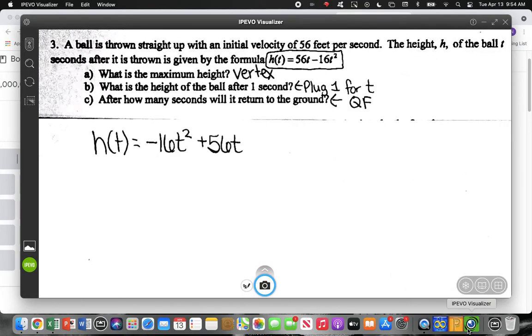So you guys compare up, and I know that we only have about 5 minutes left, so maybe you want to divide and conquer. Maybe some of you do the vertex, some of you plug in 1 for t, some of you do the quadratic formula. I'm going to give you guys some time to work on this. I'm going to freeze the screen, and before the bell rings, I will give you guys the solution.